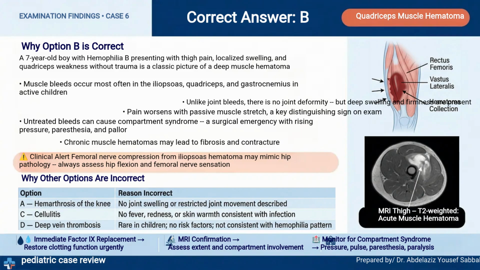An important clinical alert: femoral nerve compression from an iliopsoas hematoma may mimic hip pathology, so always assess hip flexion and femoral nerve sensation. Management requires immediate factor IX replacement to restore clotting function urgently, magnetic resonance imaging to assess extent and compartment involvement, and close monitoring for compartment syndrome using the 4P signs: pressure, pulse, paresthesia, and paralysis.